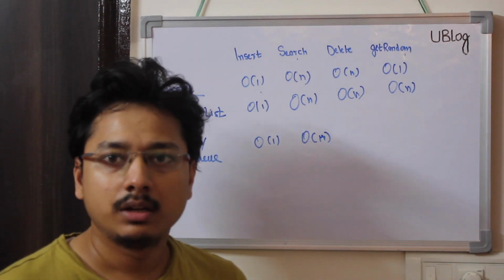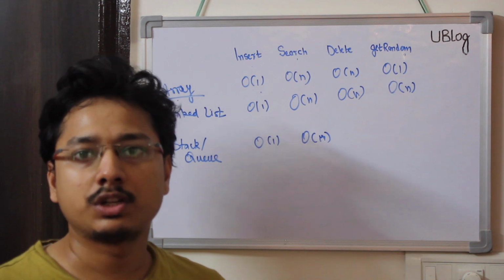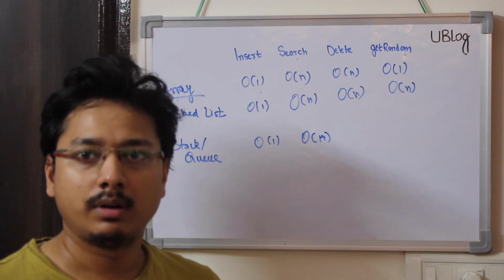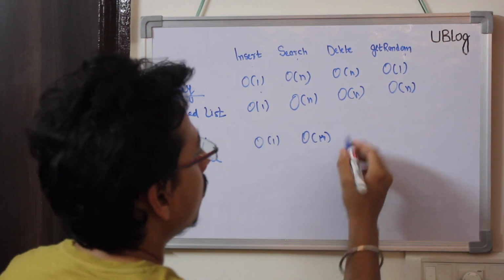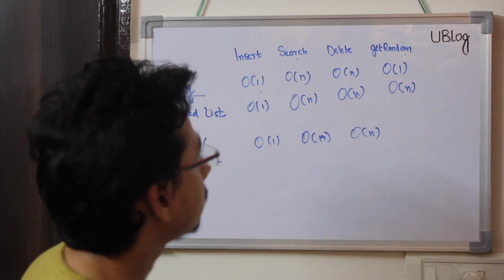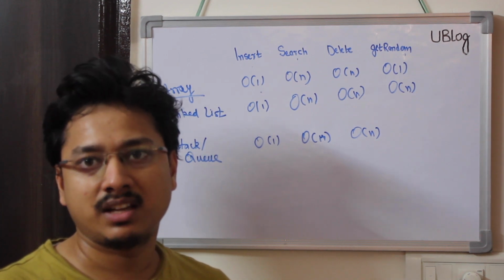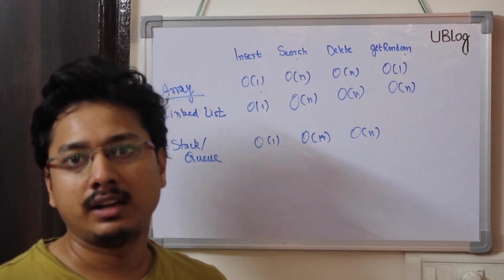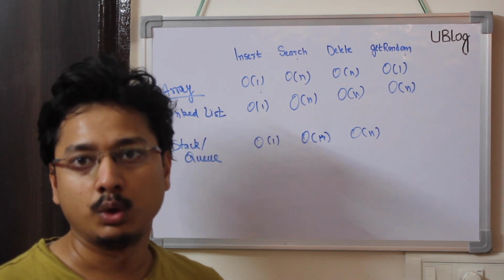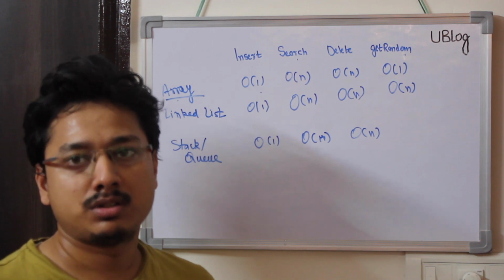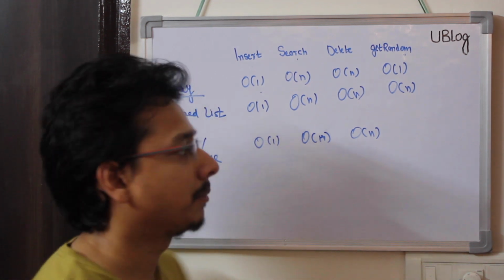So what about delete? For delete we need to first search for the element, and since search is O(n) time, delete will also be O(n) time. What about get random? Since we can fetch only the top element in case of stack, and we can find only the front element in case of queue, we can't at any point of time get a random element in constant time. So get random is also O(n) time.